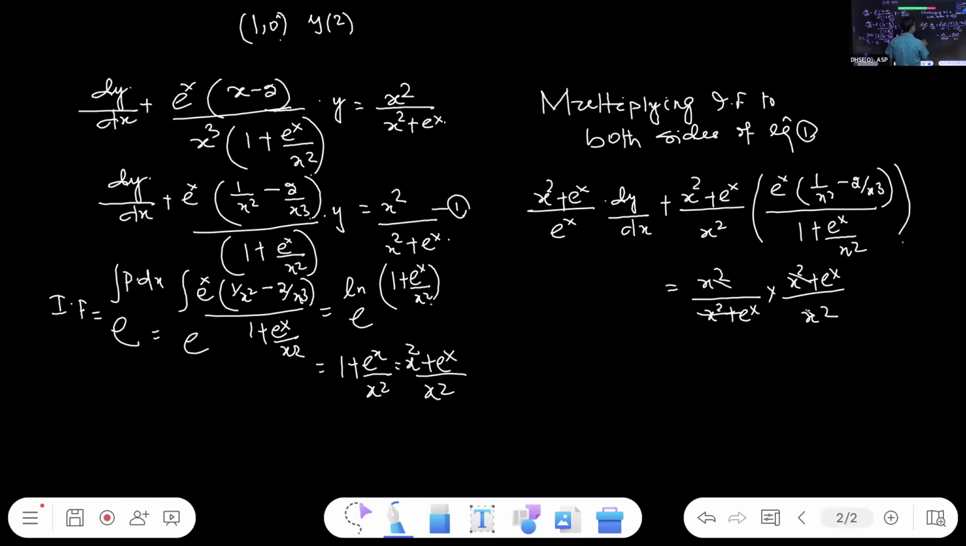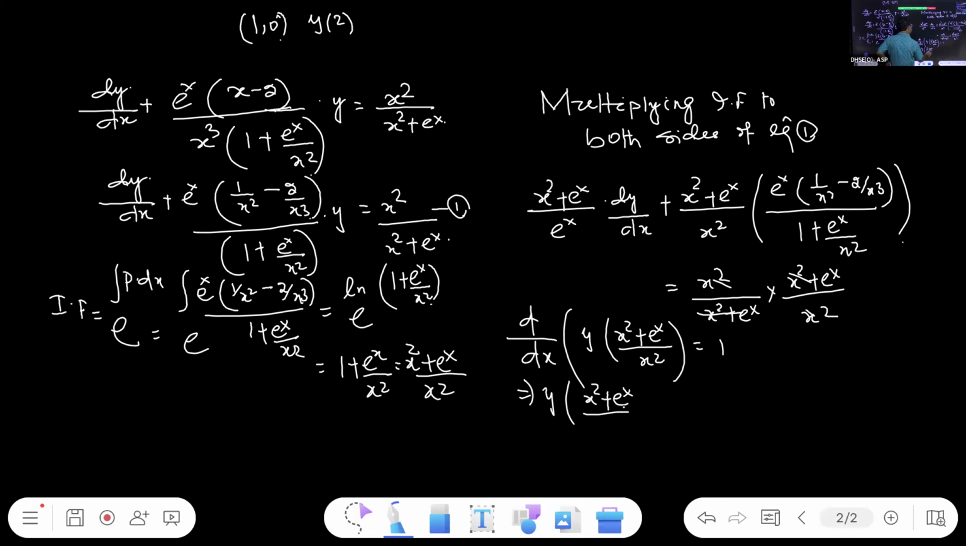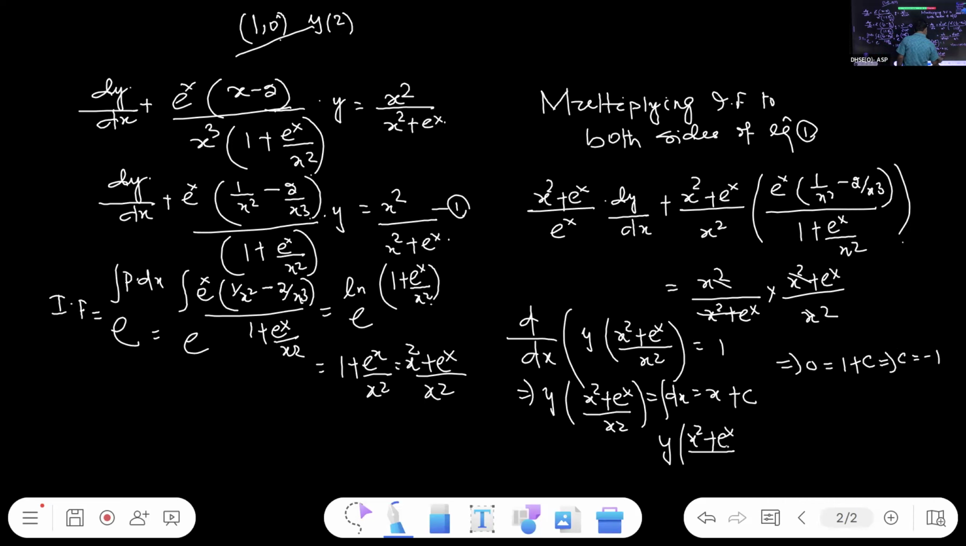This cancels. After multiplication, the left hand side will be the total derivative of the dependent variable and integrating factor. y into x square plus e raised to the power x upon x square is equal to 1. This implies y into x square plus e raised to the power x upon x square is the integral dx. Integral dx will be x plus c. The curve is passing through 1, 0. That is, when x is equal to 1, y is equal to 0. Substitute x is equal to 1, y is equal to 0. Left hand side will be 0, right hand side will be 1 plus c. So this implies c is equal to minus 1. So the equation of the curve is y into x square plus e raised to the power x upon x square is equal to x minus 1.